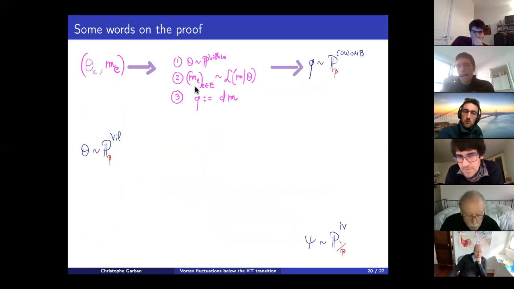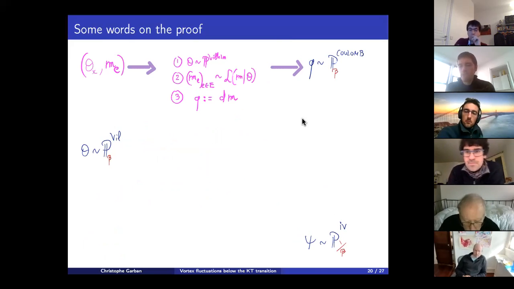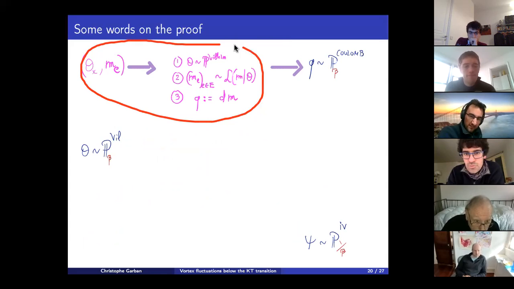So I just repeat the same thing, but with the notation I had before, which is this triangle Villain field here, Coulomb gas on the top here, and integer valued field on the bottom. And the idea to understand those fluctuations is to run this kind of new algorithm to sample the Coulomb gas, by considering this coupling of theta and the one form m.